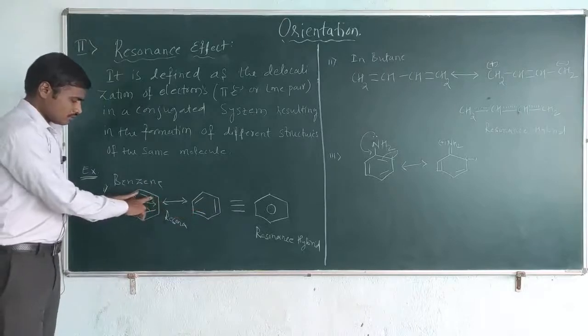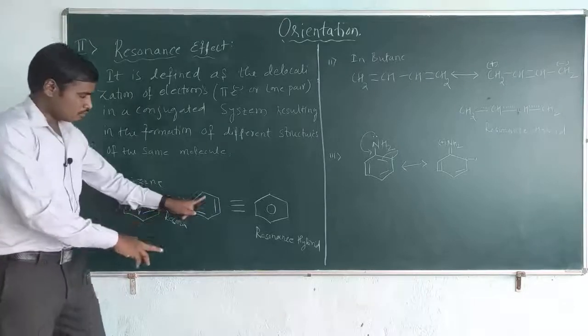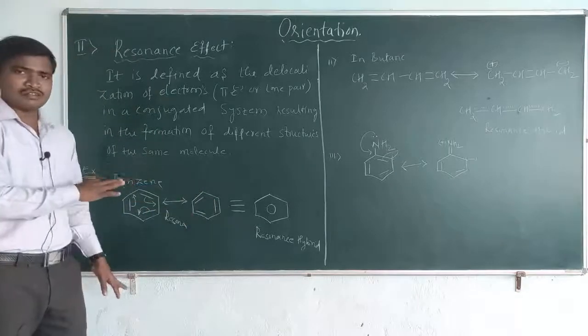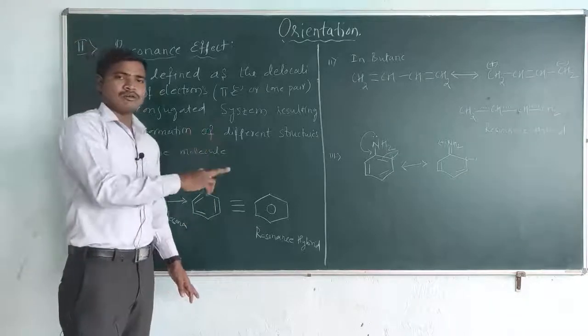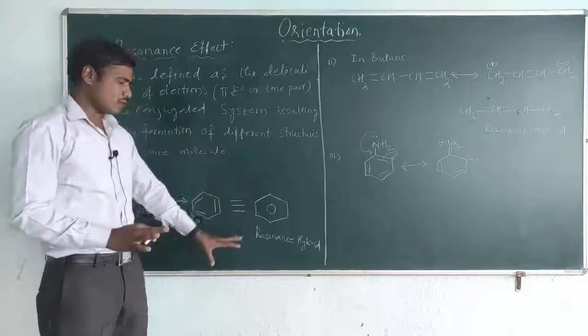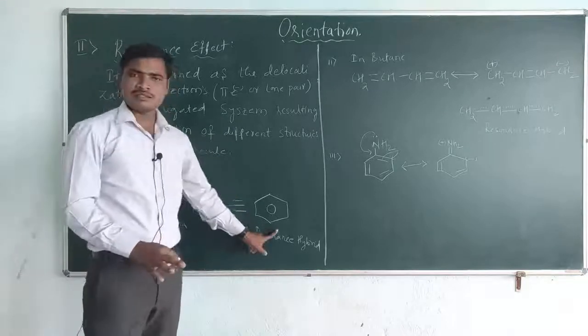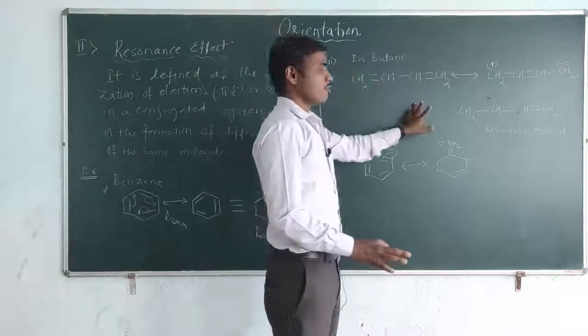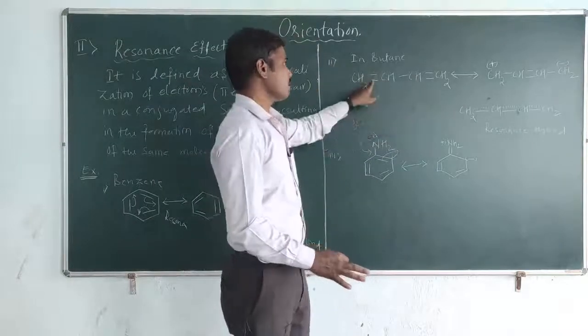So here you can see the double bond in between these 2 carbon atoms. Here we can see the single bond. So due to the resonance, we can see the double bond in between all the carbon atoms. So that shows the resonance hybrid. Then the second example, in an aliphatic hydrocarbon, we can see in butadiene.